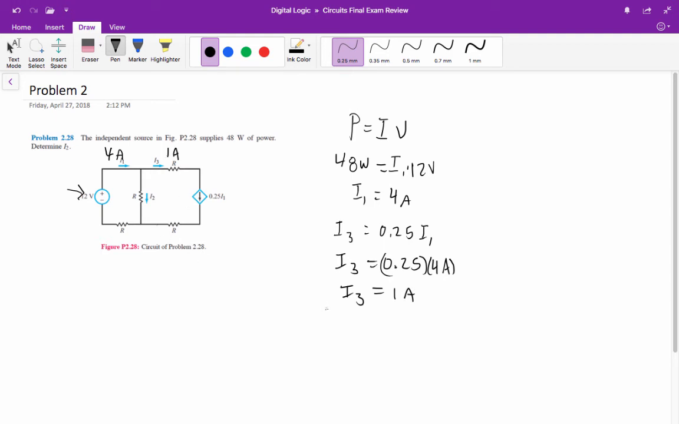Okay, so now, like I said before, I1 has to equal I2 plus I3, and I1 is 4 amps, and we're looking for I2, and I3 is 1 amp, and so I2 equals 3 amps.